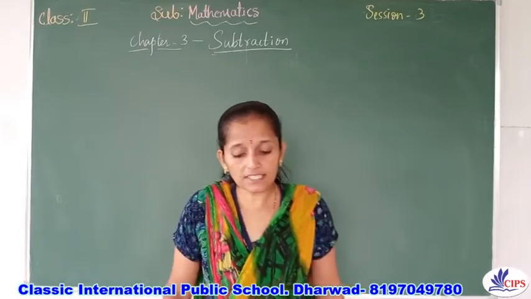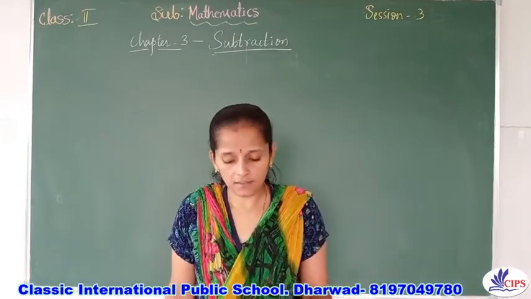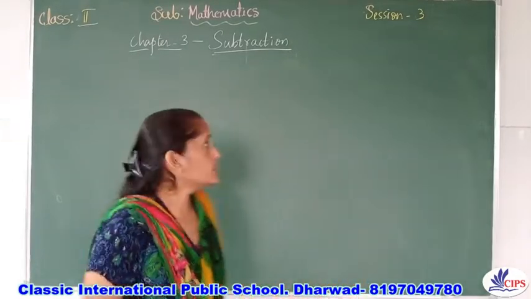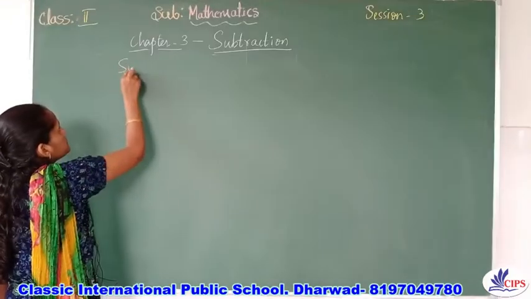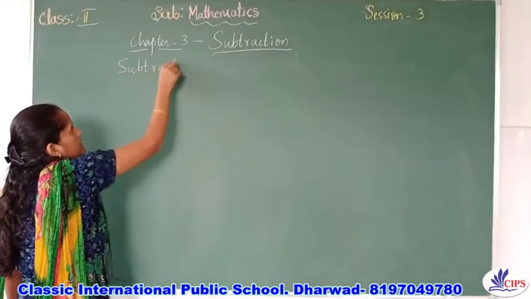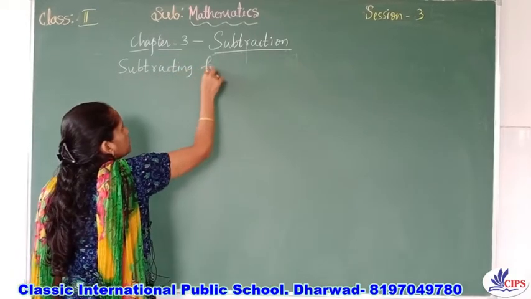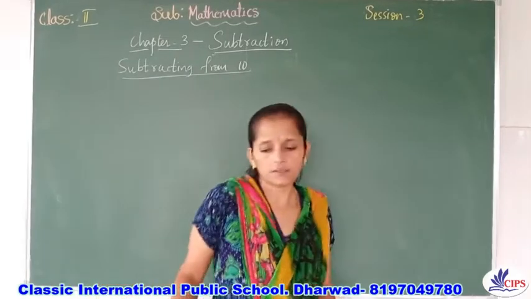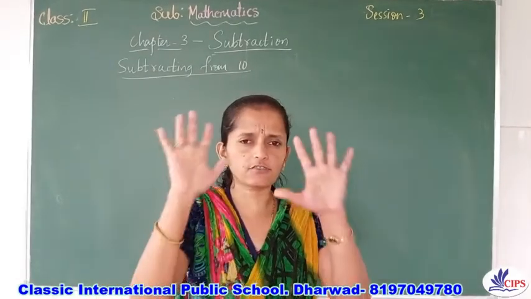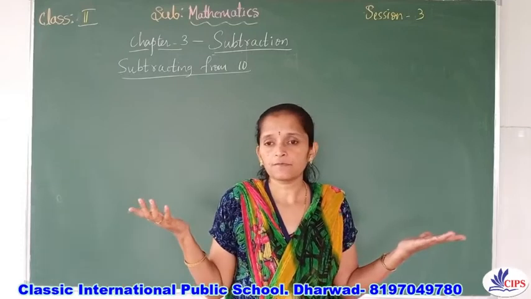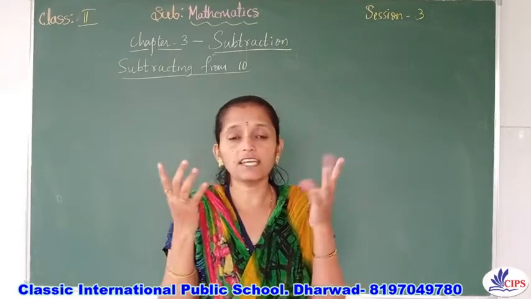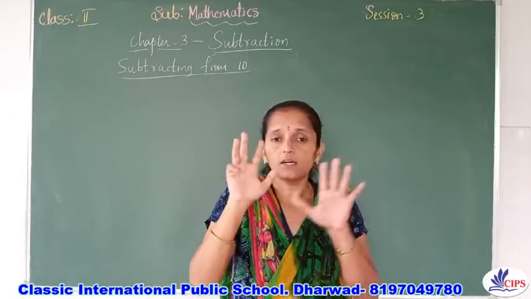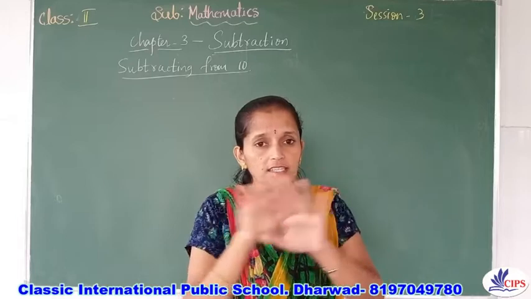Now I'll be starting subtraction from page number 61, that is subtracting from 10. Here there is a simple concept, subtracting from 10. It is very easy because we already have 10 fingers in our hands. Using this we can count, we can do any subtraction. 10 minus 1 means folding only one finger, minus 2, minus 3, minus 4, minus 5, like that.